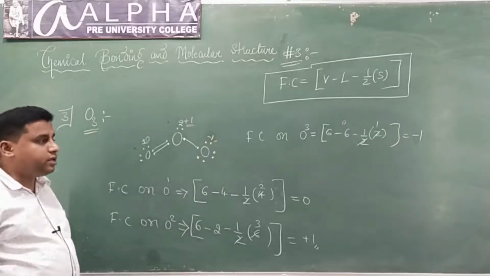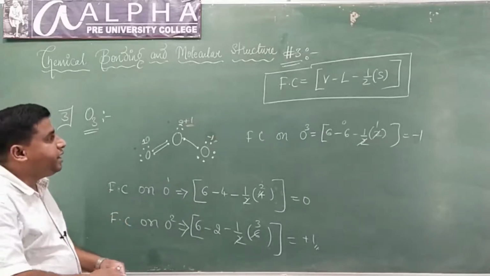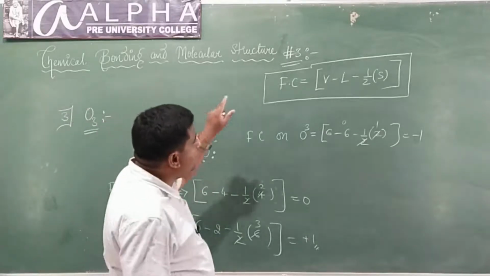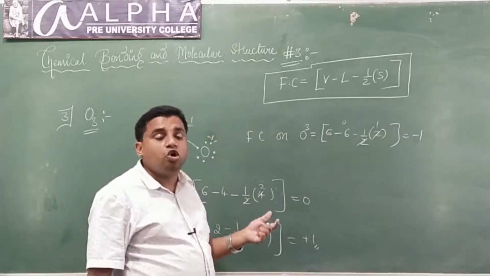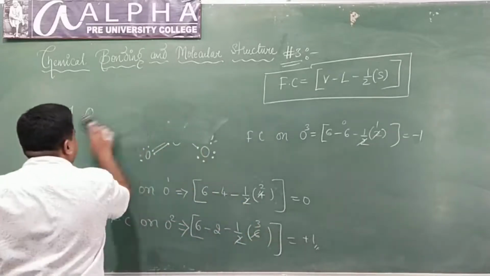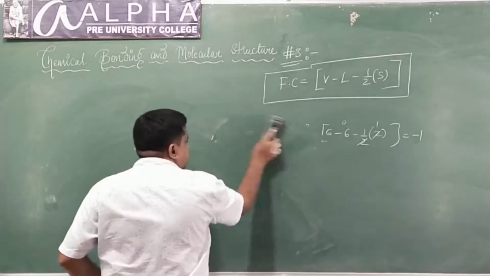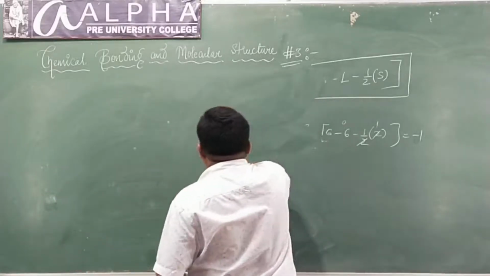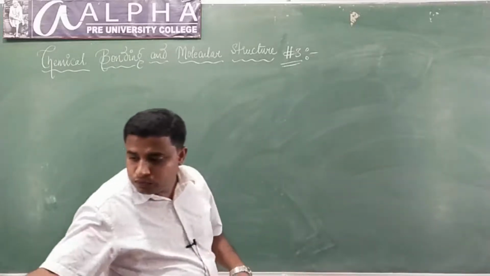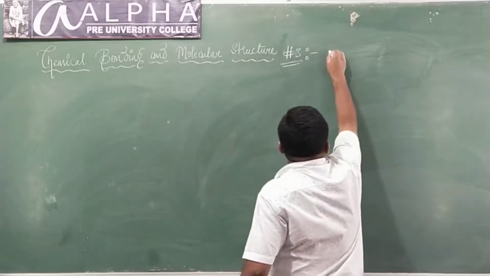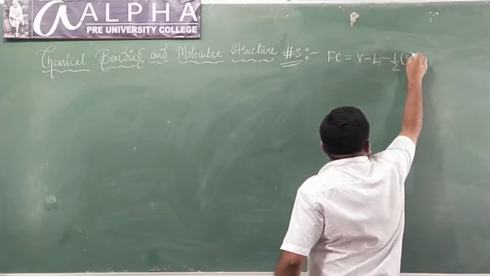Are you able to understand? So what is the formula to calculate the formal charge? V minus L minus half. So students, if you know how to calculate the formal charge, then it is easy to write the electron dot structure. Formal charge is equal to V minus L minus half of S.